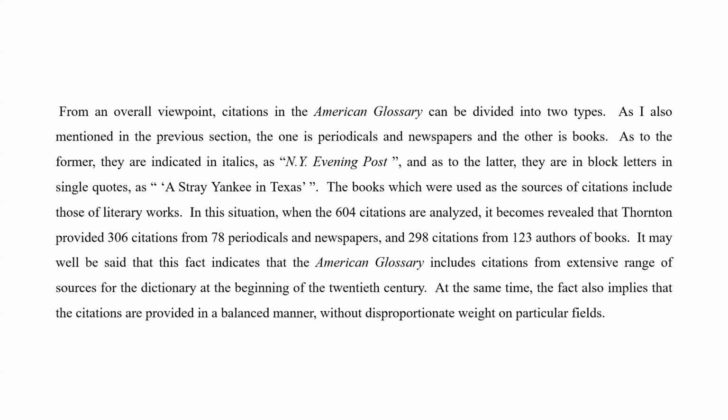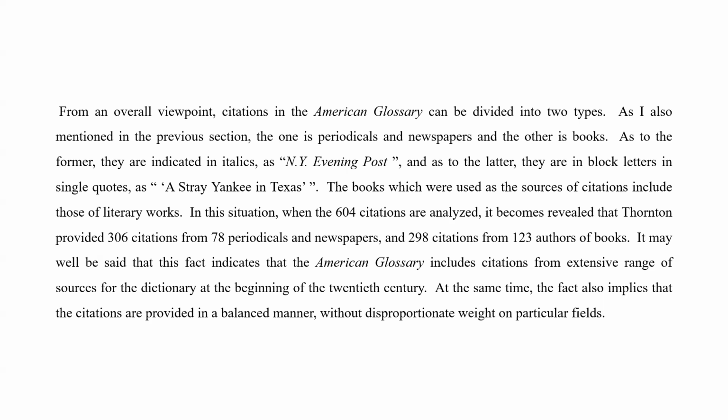From a novel viewpoint, citations in the American Glossary can be divided into two types. As I also mentioned in the previous section, one is periodicals and newspapers, and the other is books. As to the former, they are indicated in italics, as NY Evening Post, and as to the latter, they are in block letters in single quotes, as A Stray Yankee in Texas. The books which were used as the sources of citations include those of literary works. When the 600 full citations are analyzed, it becomes clear that Thornton provided 306 citations from 78 periodicals and newspapers and 298 citations from 123 authors of books.